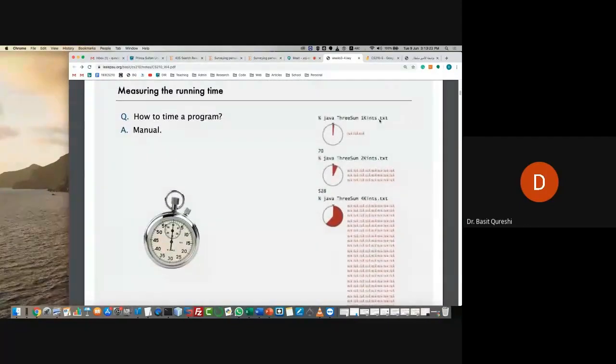Nowadays, we have modern ways of doing things. We can time programs, how long a program takes to run. We can use a simple stopwatch, or we can build it into our code.